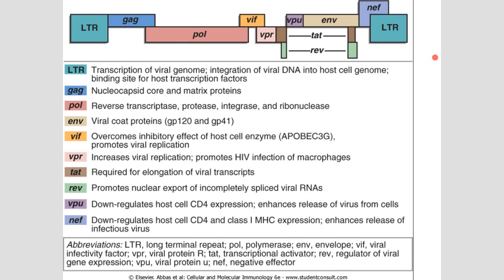Then we have VPR, and VPR increases viral replication. So of course it's going to increase replication, and we have HIV infection of the macrophages. It is required for elongation of the viral transcript and promotes nuclear export of incompletely spliced viral RNA.